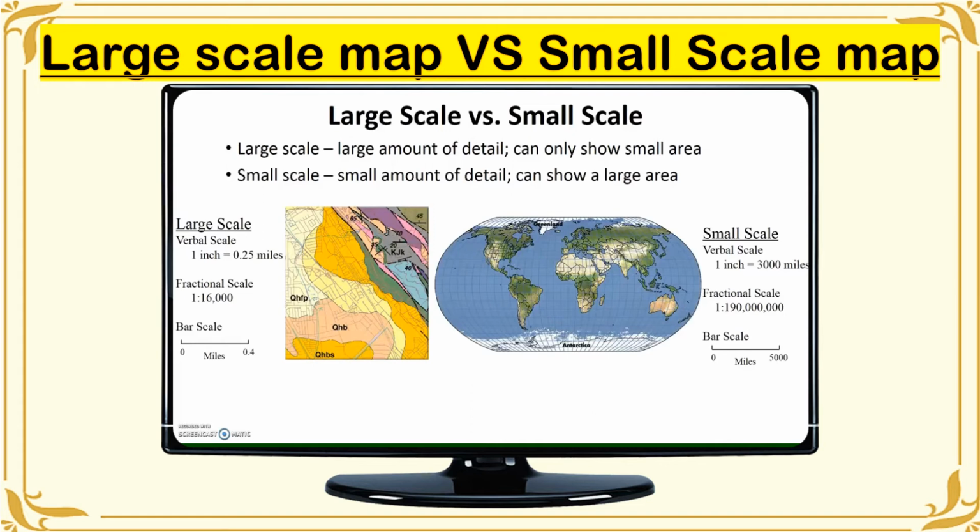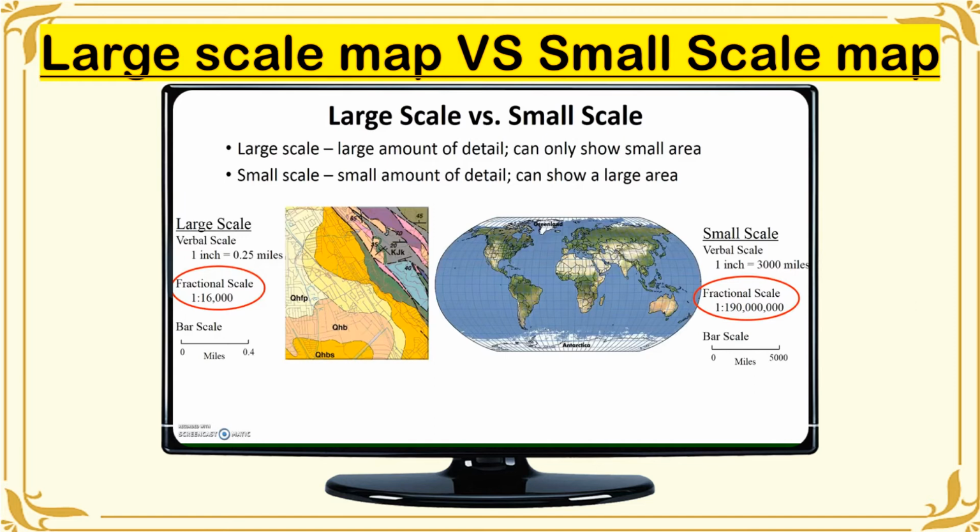When comparing two maps, you can tell which is the larger scale map by simply looking at each map's fractional scale. The map with the larger fractional or ratio scale is the larger scale map. Notice that I said the larger fraction, not the larger denominator. Fractional scales generally all have the number 1 in the numerator, and the numbers vary in the denominator. The larger fraction will be the map with the smaller number in the denominator of the fraction.